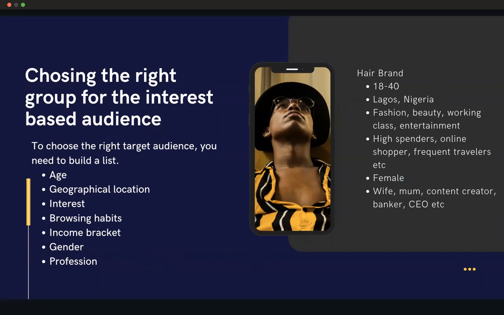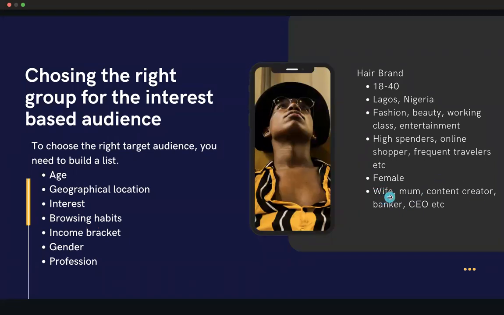So then gender, of course, this should have come at the top, but you already know who you're targeting. If you sell unisex clothes, then female and male. Then profession. Why is profession? Is because you need to know the kind of life this profession, like you see this profession, browsing habits, income brackets, interest, all of them will come under your detailed targeting, right?